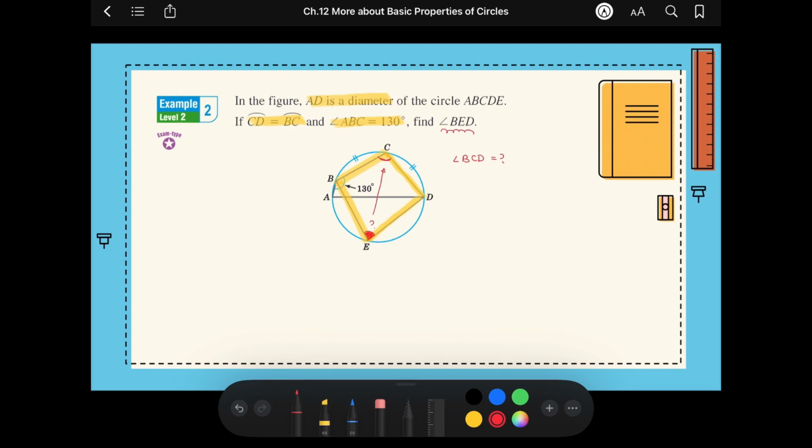Okay, so how do we find our angle BCD here? So we look at the information we have. AD is a diameter. So what does it tell you? They give you that information for a reason, isn't it? So think of what you have learned in the previous chapter. You got that angle in a semicircle, isn't it?